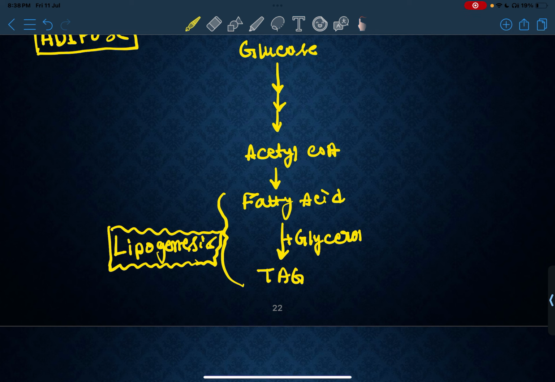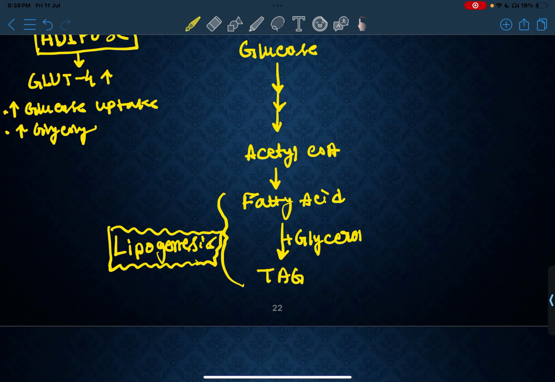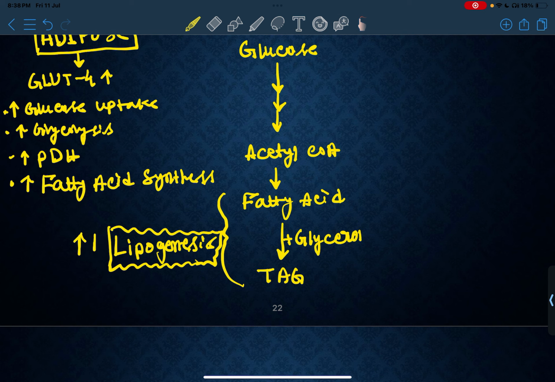So what are the things which are increasing in adipose tissue? In the adipose tissue, GLUT4 is increasing, so there is an increase in glucose uptake, increase in glycolysis, increase in pyruvate dehydrogenase, and the main thing is fatty acid synthesis, which is lipogenesis, increased.